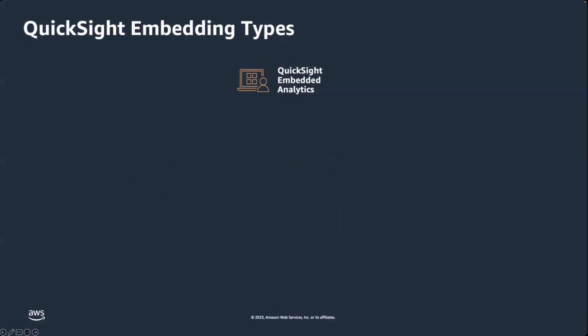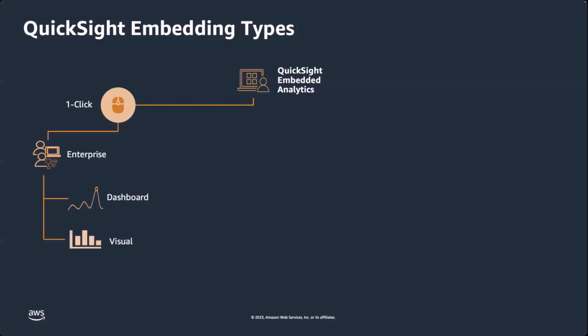Let's review the different types of embedding that QuickSight offers. One-click embedding is a quick and easy way to start integrating QuickSight in your application without having to write any code. Two different authentication strategies are offered. Enterprise embedding can be used to embed a visual or dashboard in your internal application for registered users of your Amazon QuickSight account. You do so using the embed code that you get when you share the dashboard or from the embed visual menu in QuickSight. You don't have to call a QuickSight embedding API. Instead, all you need to do is copy the embed code from QuickSight and use it directly in your internal application's HTML code.